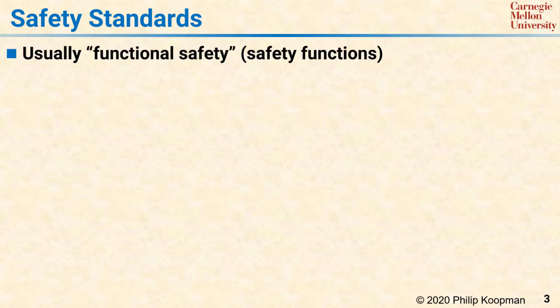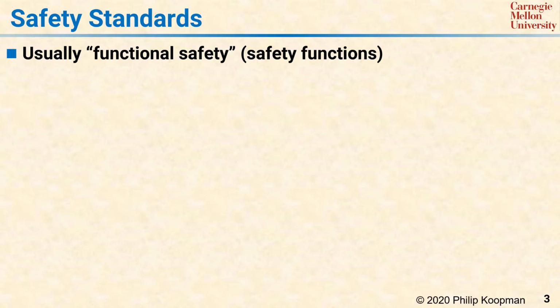Let's discuss each of the main elements of a safety plan in turn. We'll start with safety standards. Safety standards typically deal with functional safety. Historically, the idea was that there would be a separate safety mechanism that, for example, performed a system shutdown in the event of an unsafe situation. That shutdown system would be the safety function. So the starting point for functional safety is that there are separate safety functions that can be activated to bring the system to a safe state.